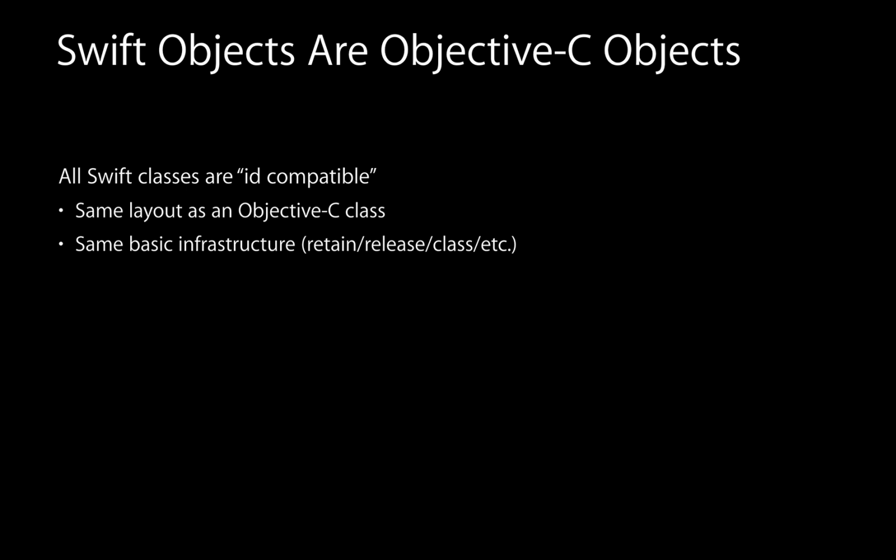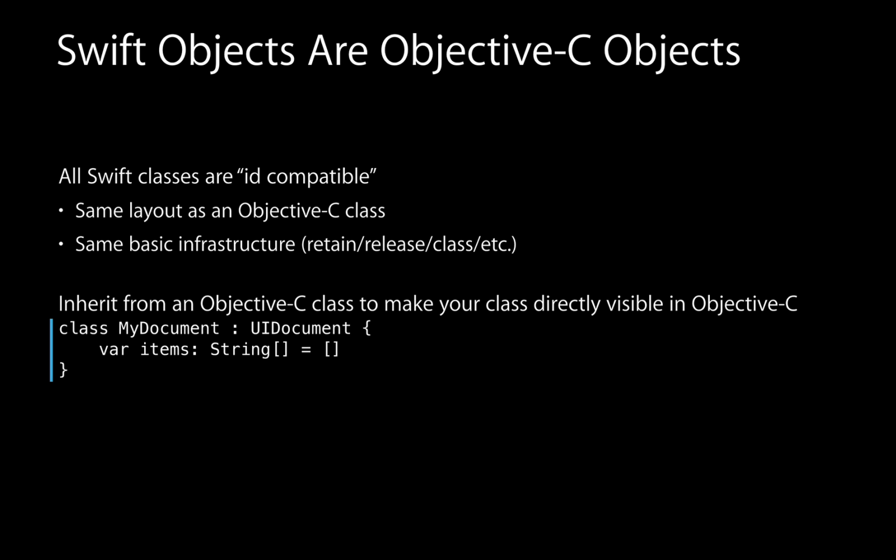So Swift objects are all Objective-C objects. Now, what this means is that if you define a class in Swift, it has basic Objective-C interoperability built in. We use the same layout as an Objective-C class. So there's an ISA pointer in there. The ISA pointer points out to Objective-C metadata. There's the same underlying infrastructure, the things that make ARC work and the basic frameworks work. With retain/release, you can expect a class, that sort of thing. They're all available.